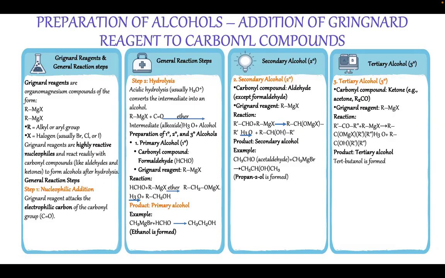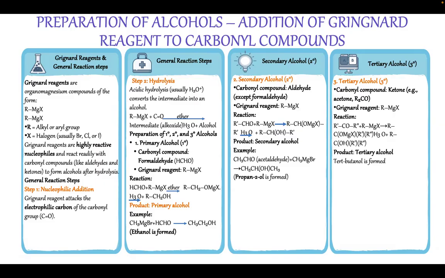First, we have to look into the Grignard reagent and general reaction steps. Grignard reagents are organomagnesium compounds of the form RMgX, where R refers to an alkyl or aryl group, and X refers to the halogen, usually Br, Cl, or I. Grignard reagents are highly reactive nucleophiles and react readily with carbonyl compounds like aldehydes and ketones to form alcohol after hydrolysis.